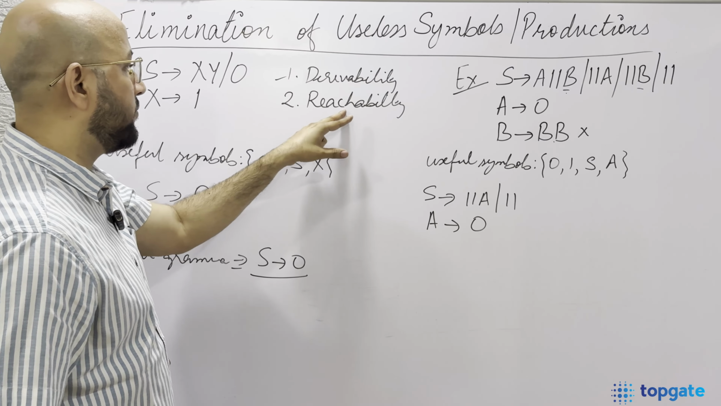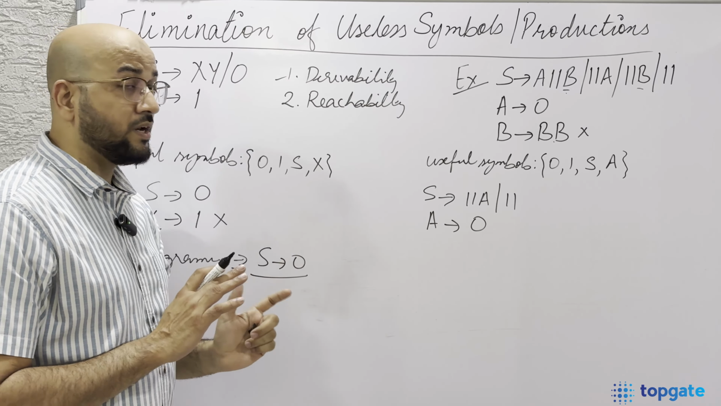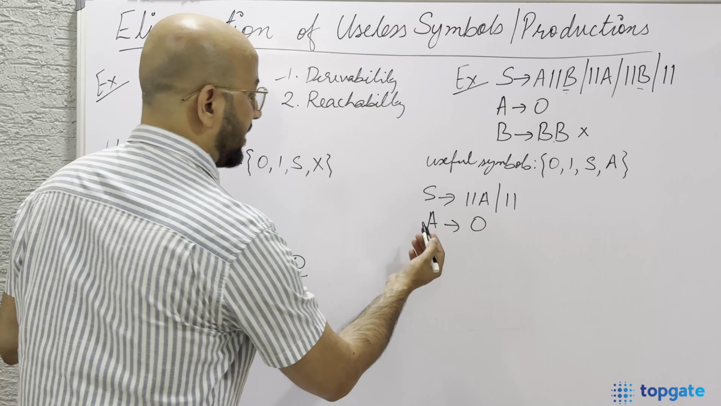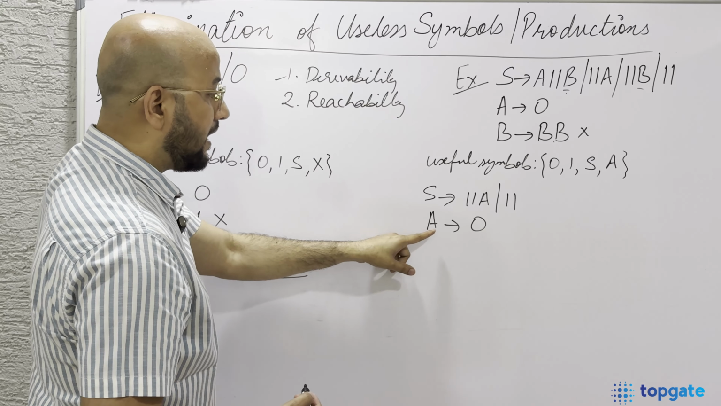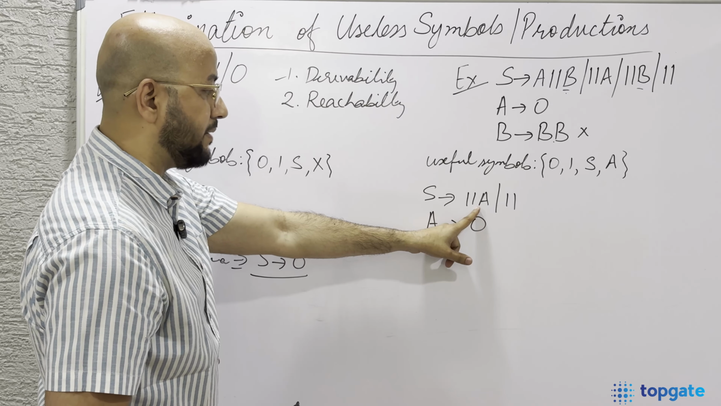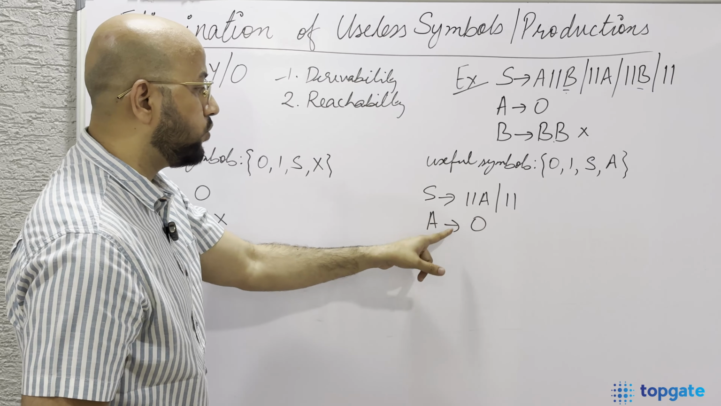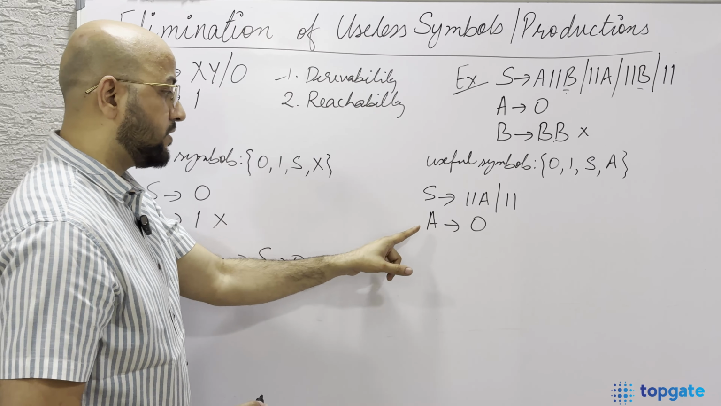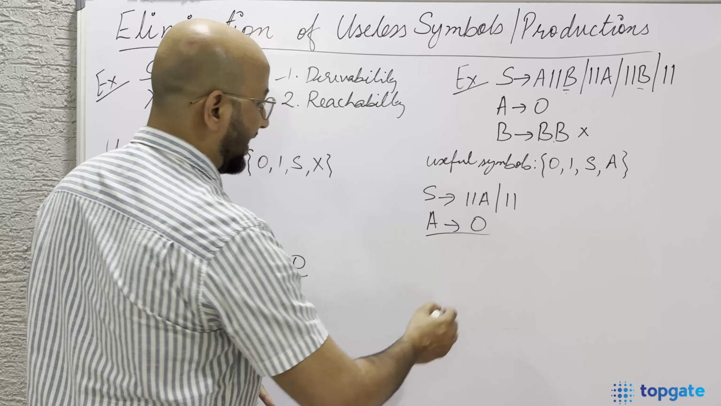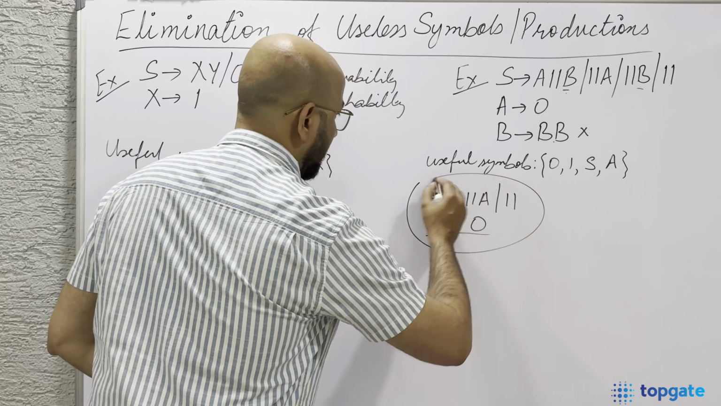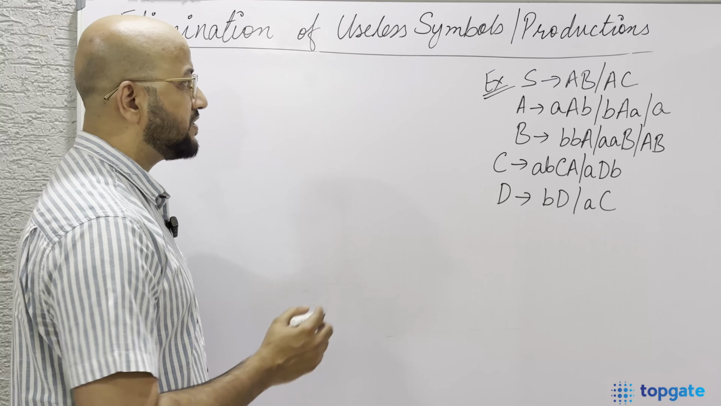Now move on to the second one, that is reachability. Reachability means we'll try to find out those variables which are not reachable from the start variable. So in this one, we have only one extra variable other than S, and this A, I can reach from the start variable. So you can see here, S tends to 1 1 A. That means I am able to reach A from this S. Hence, this A is a useful symbol and therefore this will not be eliminated, and this becomes my final grammar without the useless symbols. So let's see one more example here.